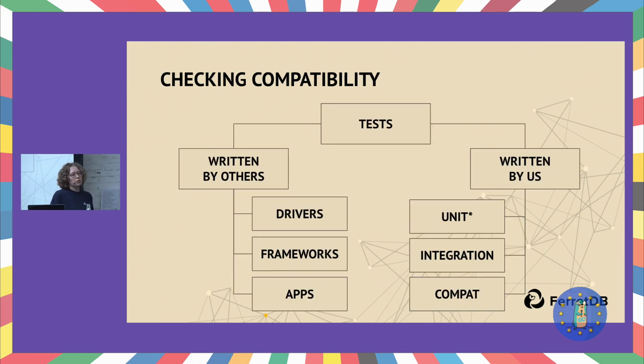Overall, this is how the picture looks. So we write tests written by others, we write tests written by us. And yeah, I didn't include all the possible tests. For example, I didn't include fuzzing in this picture because fuzzing is not about compatibility. It's about how the application can be broken. But in principle, we run fuzzing too.